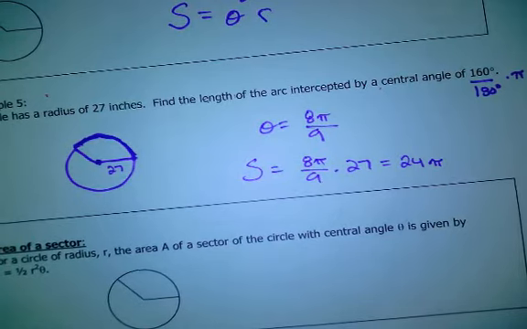But how to get 24 is what I'm saying. I didn't even know this. Okay. Divide both sides by 9.